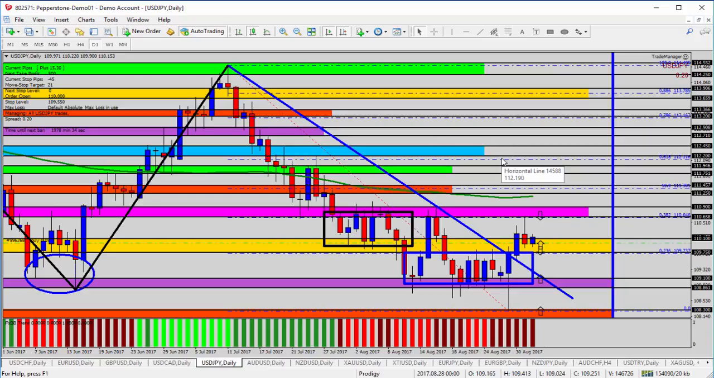By the way, the 618 fib sits all the way up here closer to where this blue zone is, into the 112 level. So quite a long way up if it goes all the way to the 618 fib of the blue trend line. And of course, if it goes to the 786 or 886, we'd be back up to the top of our range and the top of the trend. So very interesting information there.